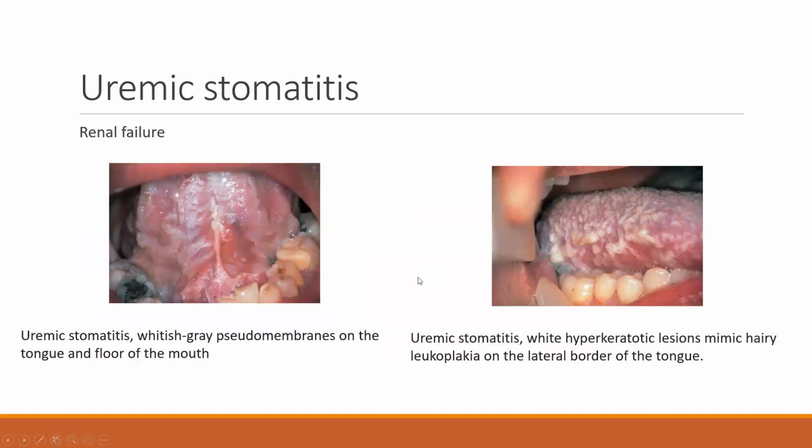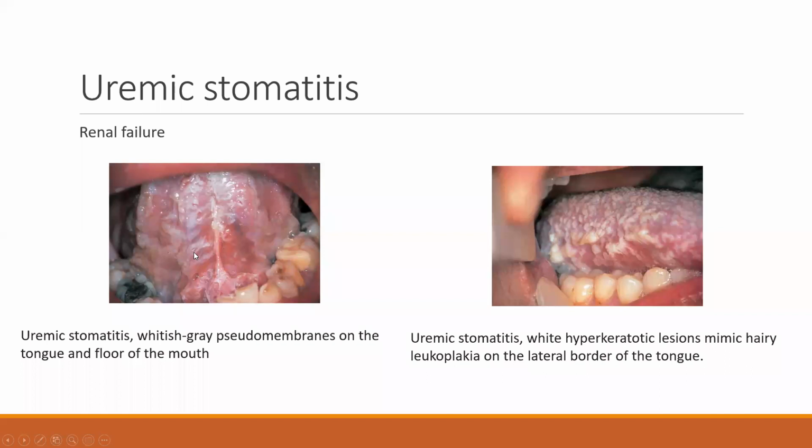The next white lesion which cannot be scraped off is a manifestation of renal failure. It is called uremic stomatitis. This is usually a complication of acute renal failure. This looks more or less like morsicatio buccarum, or sometimes it looks like hairy leukoplakia on the lateral border of the tongue if it is manifesting. This also looks like the red and white lesions.